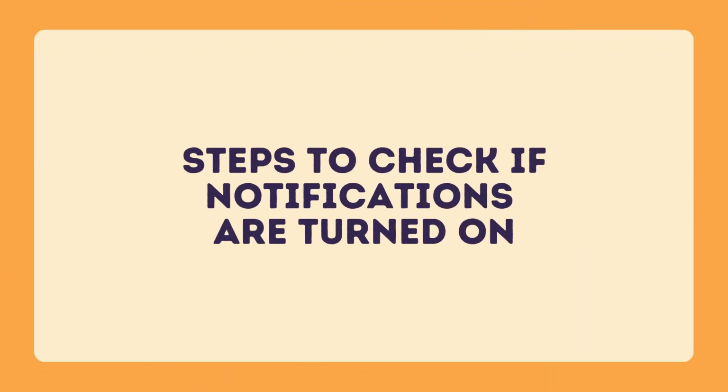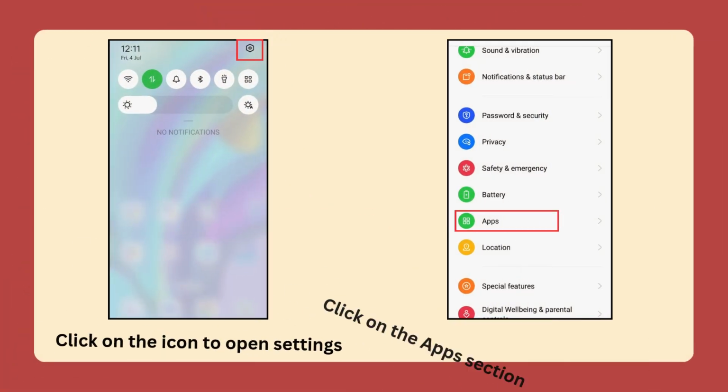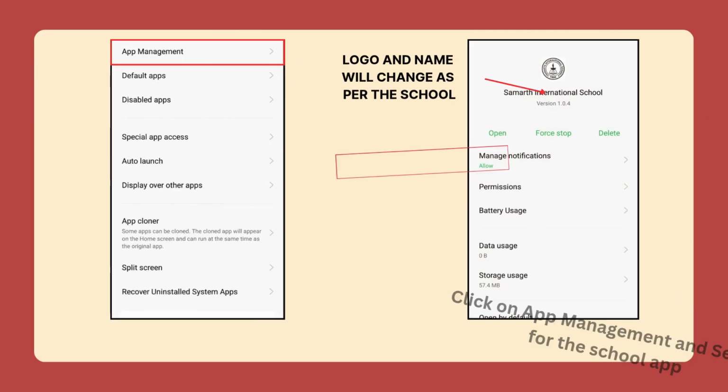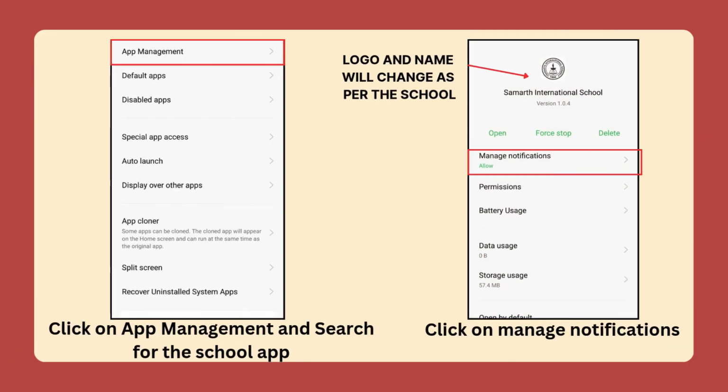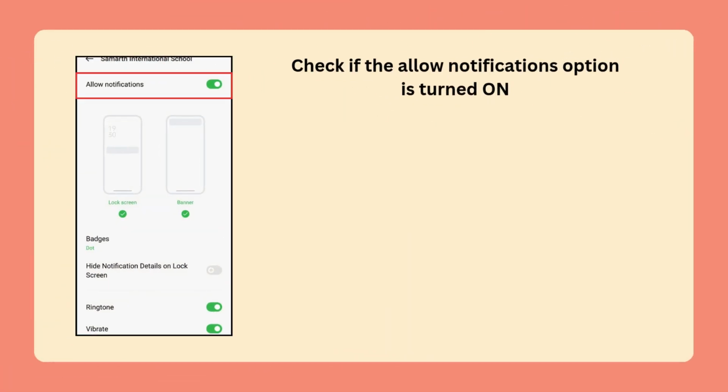Please confirm that notifications are enabled in your devices. Go to Settings. Go to the Apps section. Then select App Management. Now search for the school app. Click on Manage Notifications. Make sure that Allow Notification is on.